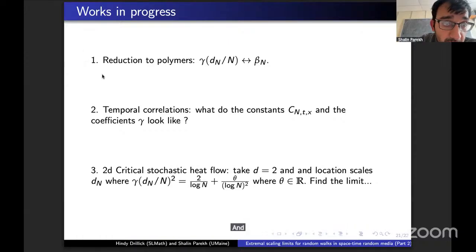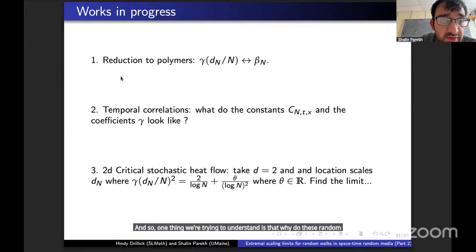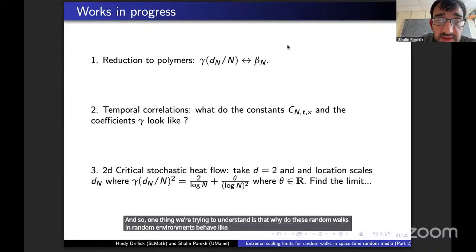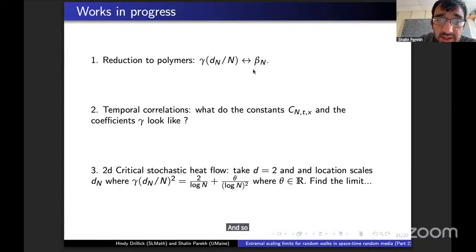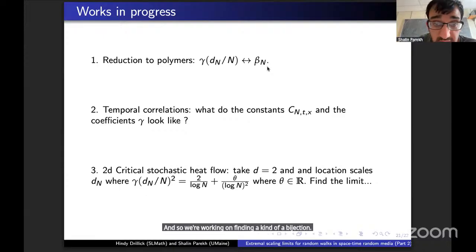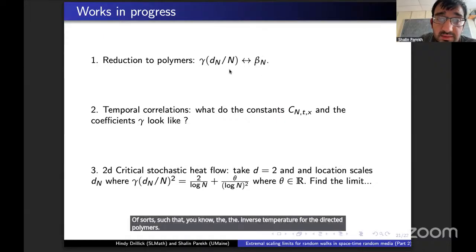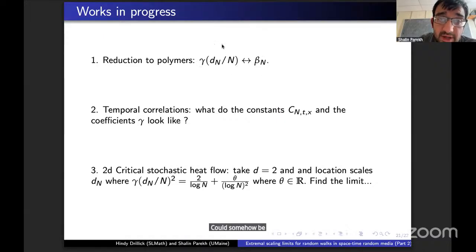And so one thing we're trying to understand is why do these random walks in random environments behave like polymers? What's the underlying mechanism for that? We're working on finding a kind of bijection of sorts, such that the inverse temperature for the directed polymers could somehow be mapped to this gamma function for the random walk in random environment models.